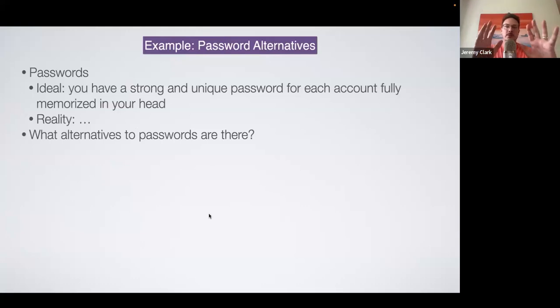Okay. So now let's go back to the evaluation framework. So the evaluation framework is this comparison of things. And so the example I'm going to use is alternatives to passwords. Okay, so things that you might see instead of a password.